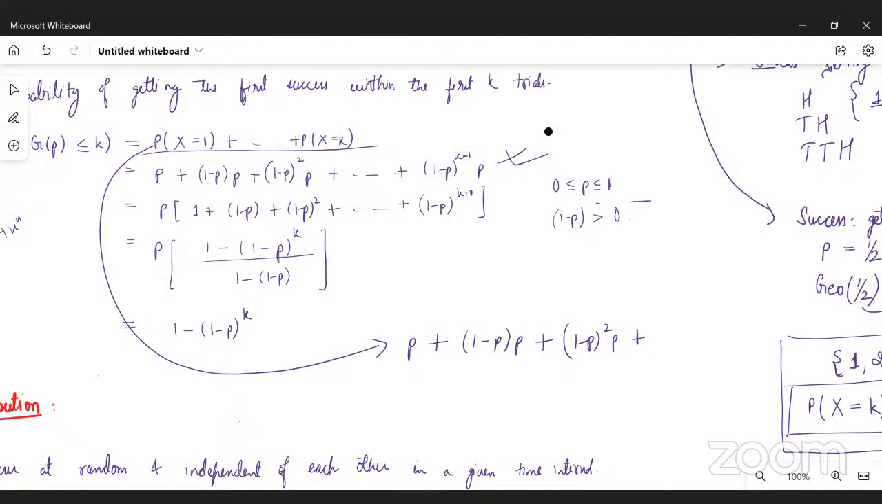Okay. Now you see that this is a geometric series, right? What is a geometric series? In a geometric series, the ratio of the first and second term, and second and third term, is constant throughout.